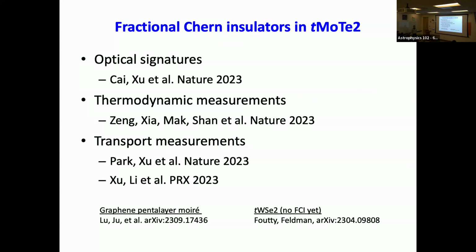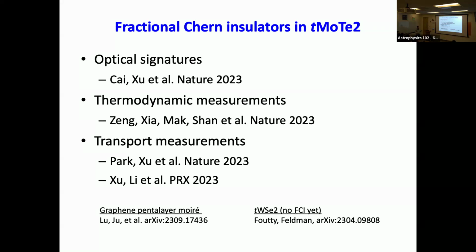First, let me say that last year was a good year for FCI. First, there were optical signatures and thermodynamic evidence of the FCI, and then just a few months later, there were direct transport measurements from both Xiaodong Xu's group and Tingxin Li's group, one from UW, the other from Shanghai Jiaotong University, who directly observed the quantized Rxy of the fractional Chern insulator in transport measurements. Very soon after that, there was also the discovery of FCI states in Long Ju's group at MIT in a rhombohedral multilayer graphene moiré system.